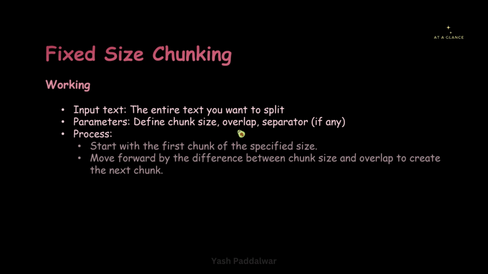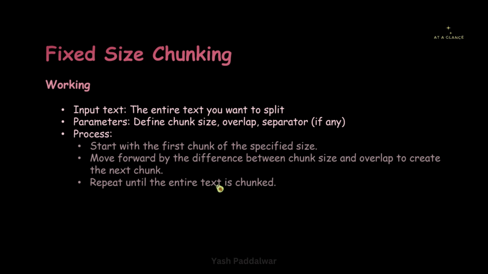Let's say two characters are there for overlap. That means the last two characters from the previous chunk will be used as the first two characters in the current chunk. And along with that, based on the chunk size, the next chunk will be created. And this process will go on until all the characters are iterated and all the chunks are created. It will repeat until the entire text is chunked.